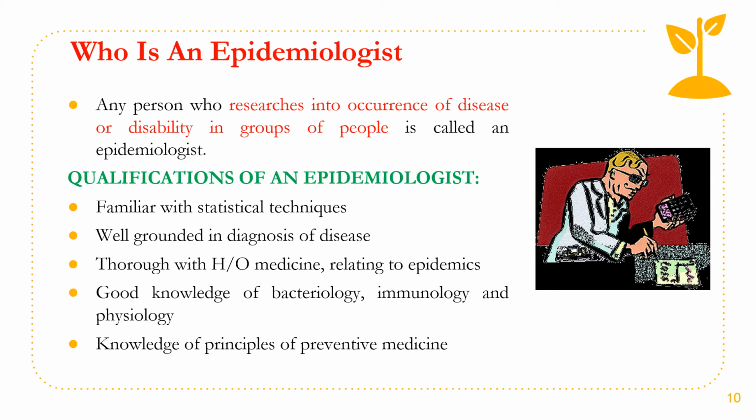Qualification of an epidemiologist: if you use your common sense, you can think over what might be the proper qualification. First, familiarity with statistical techniques. You should know some statistics. Then, well grounded in diagnosis of disease, so he must have a medicine background. Third, thorough with history and clinical observation relating to epidemics. Then good knowledge of bacteriology, immunology and physiology. Then knowledge of the principles of preventive medicine.